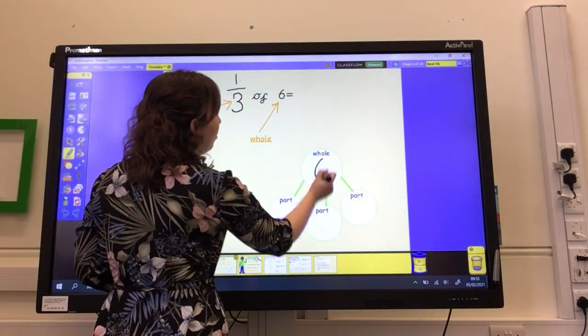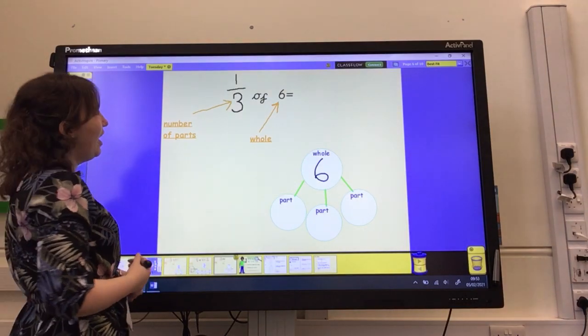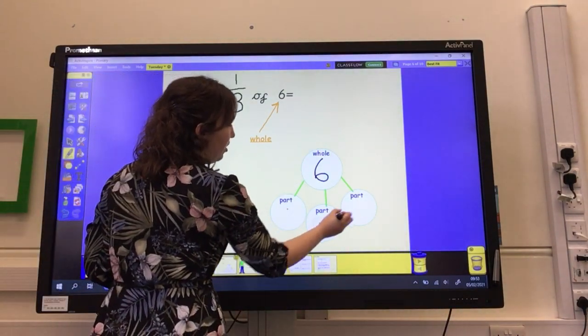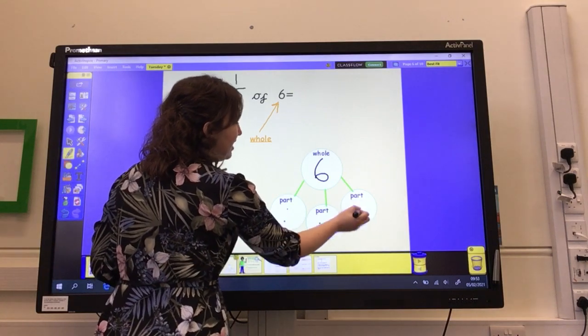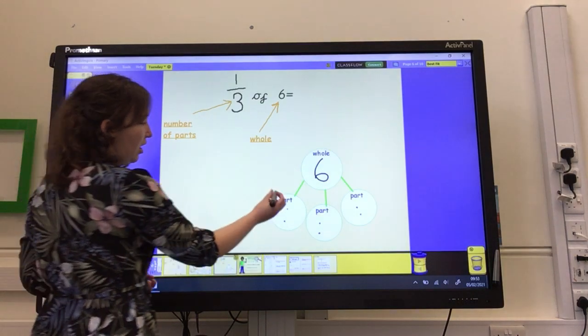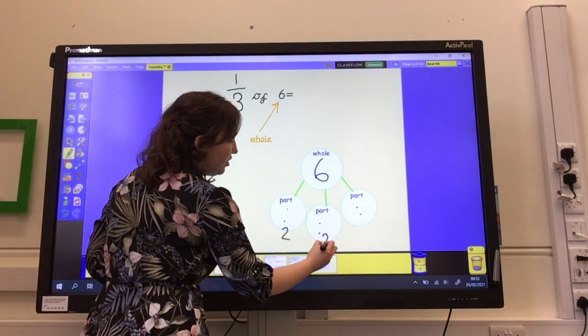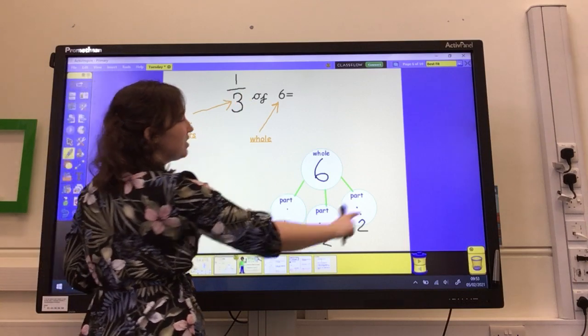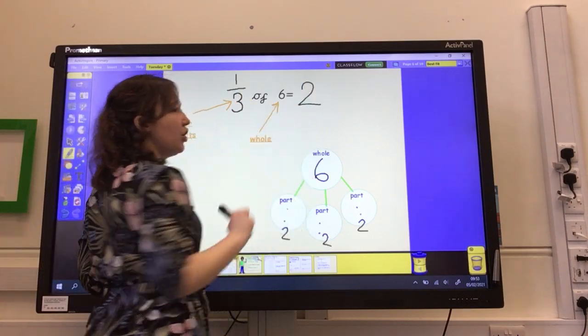So my whole is six, and I'm going to share it between three parts. 1, 2, 3, 4, 5, 6. So let's have a look at how many are in each part. I've got two dots here, two dots here, two dots here. So 1/3 of 6 equals 2.